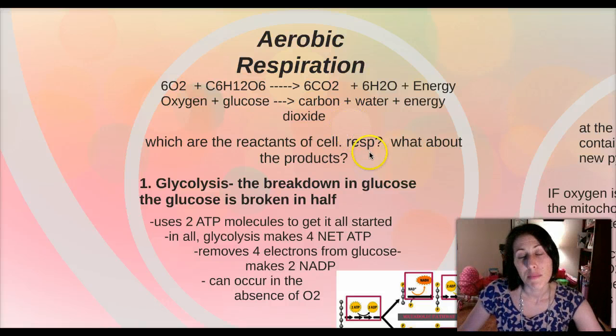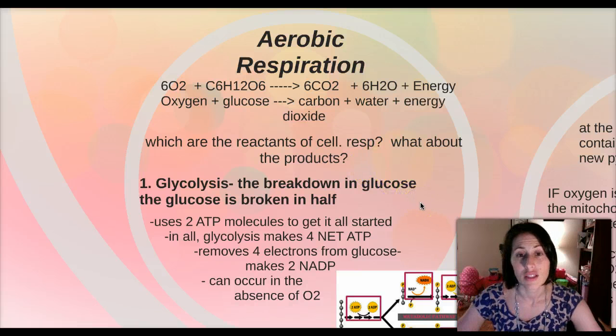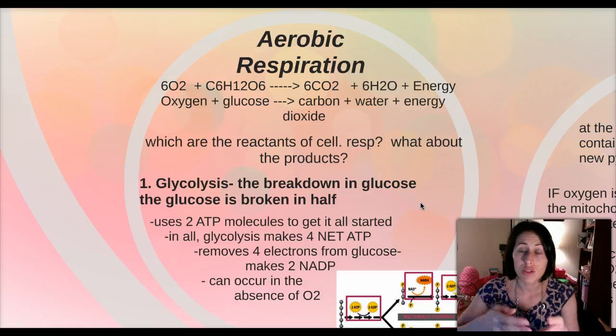So the very first step of aerobic respiration is glycolysis. And glycolysis literally means to split glucose. Glucose, lysis means to split. So that glucose is going to literally be cut in half, okay? In order to get this process started, your body has to use 2 ATP.